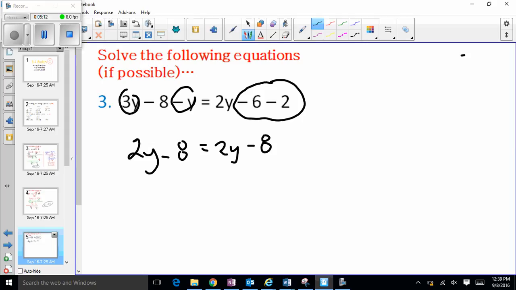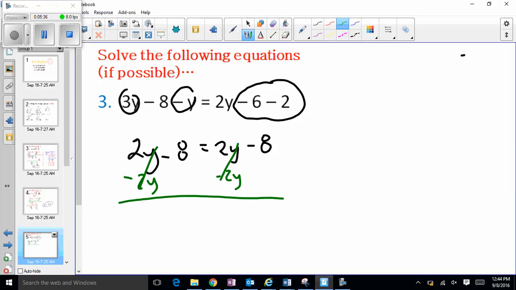Now look. These are exactly the same on both sides. That means it doesn't matter what number goes in there for y, it's always going to be true. So what ends up happening with this problem is I could simplify it. I could subtract 2y on both sides.